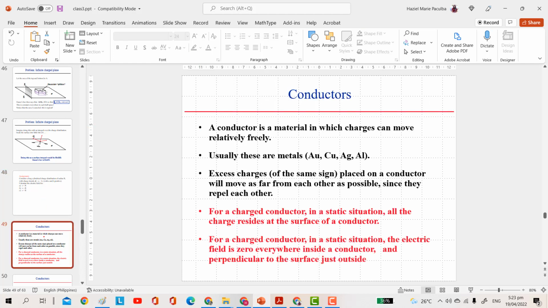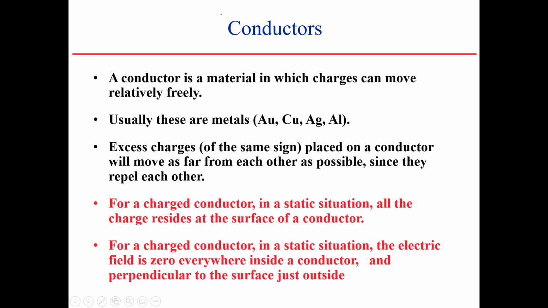Okay? And then, for conductors, we know that conductors are materials in which charges can freely move. So these are usually metals. Now, the excess charges of a conductor stay on the surface of the conductor, for example, a spherical conductor. So the excess charges, like for example, this is a metal, will reside only on the surface.